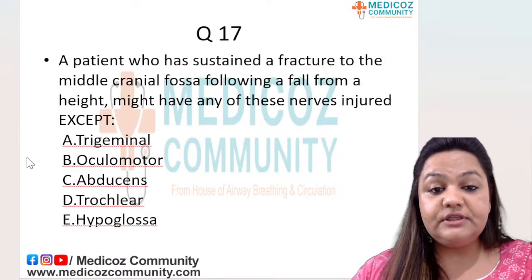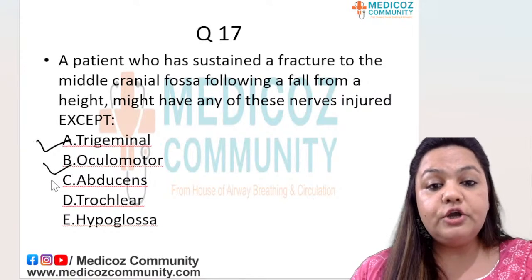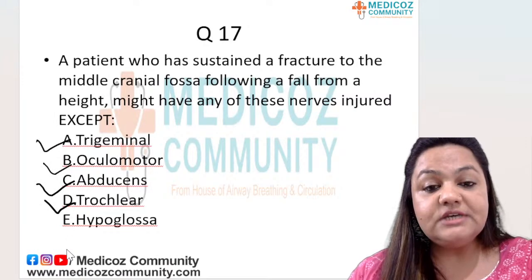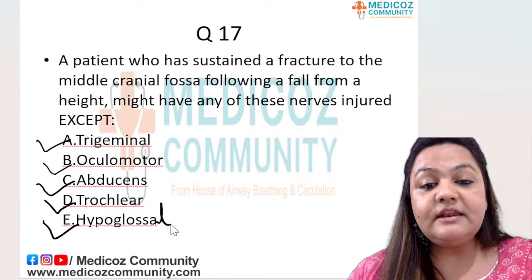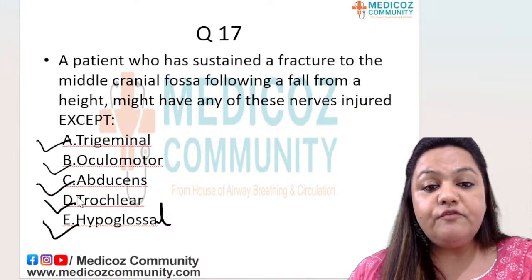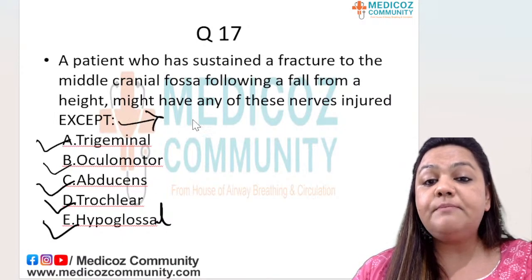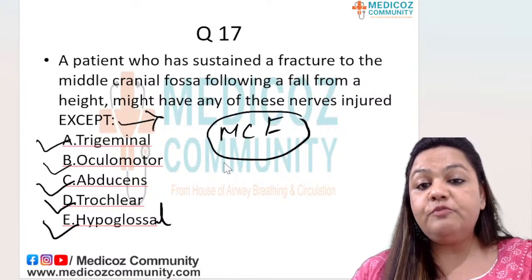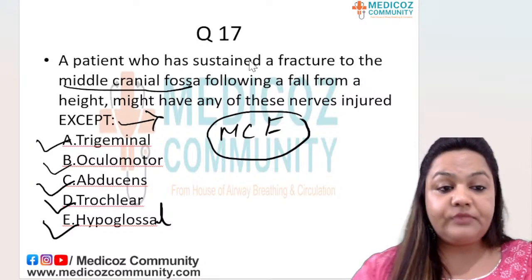What are the options here? Option A, trigeminal nerve; option B, oculomotor nerve; option C, abducens nerve; option D, trochlear nerve; and option E, hypoglossal nerve. Out of these five nerves, we need to find which nerve is not part of the middle cranial fossa, and so cannot be injured when there is a fracture in the middle cranial fossa.